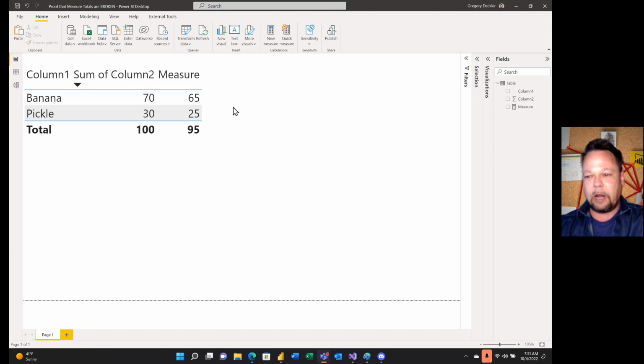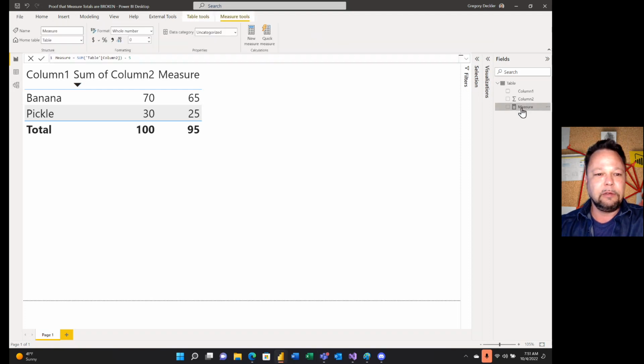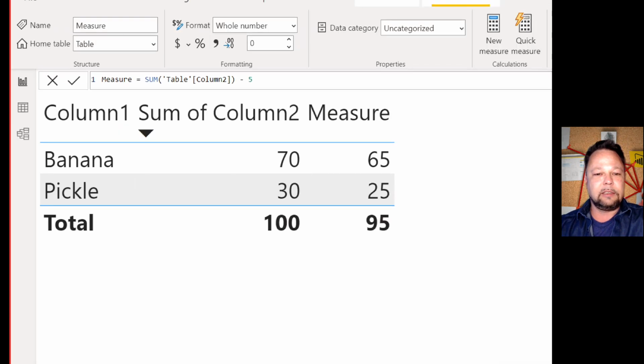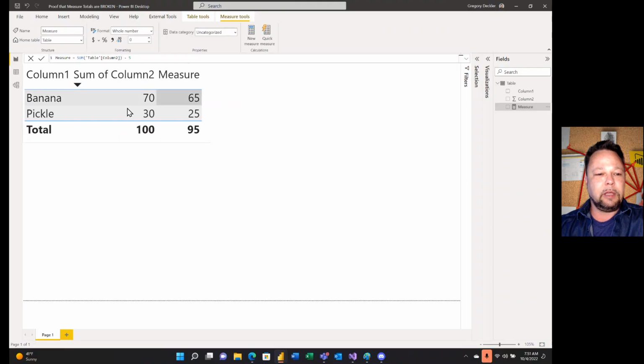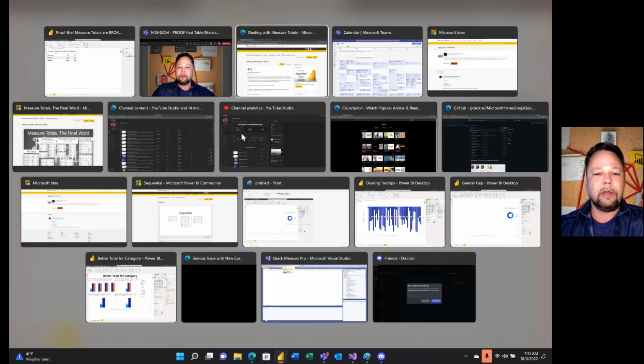All right, so the measure total problem, right? I have a measure here. I just take the sum minus 5. I've got my pickle and my banana. And you can see 65, 25, and that is not correct, right? Every human being on the planet would expect that to be 90. And before you get into, you know, it's a design decision, blah, blah, blah, and all that other nonsense.